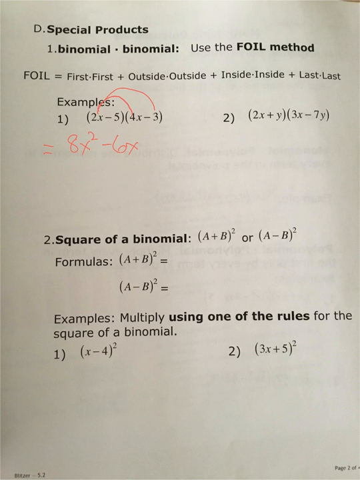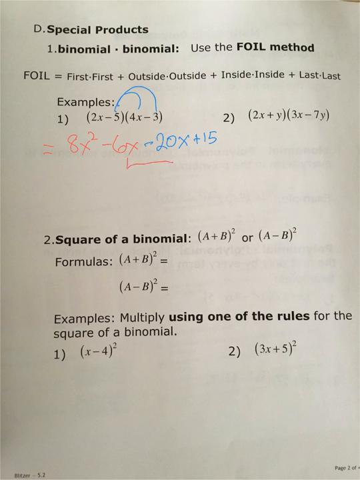Then it says the inside and the inside. So let me go ahead and erase this piece. Now we're going to do the inside and the inside. So the negative 5 and the 4x. Minus 20x. Good. And then you have the last and the last. So the negative 5 and the negative 3. Plus 15.